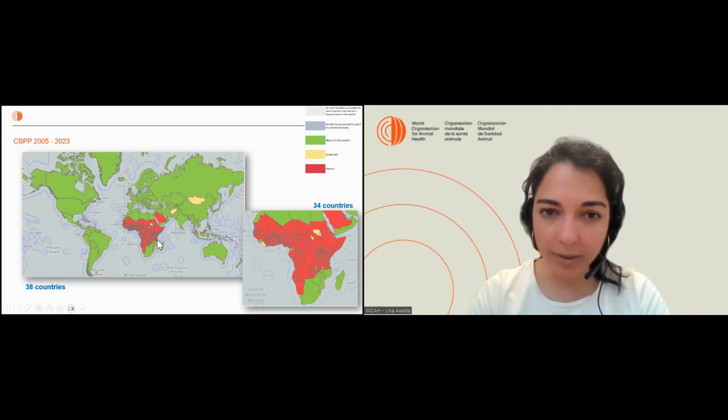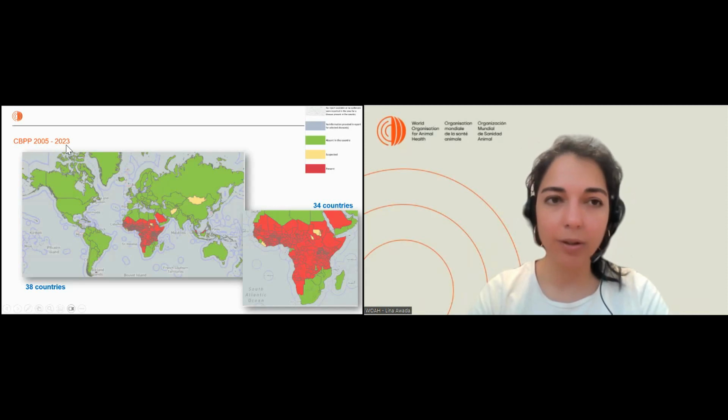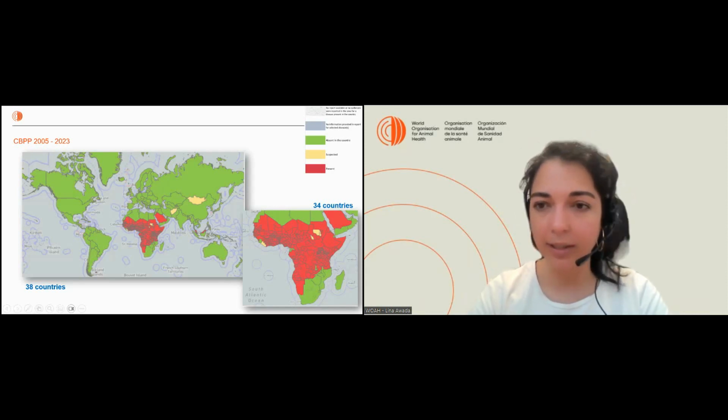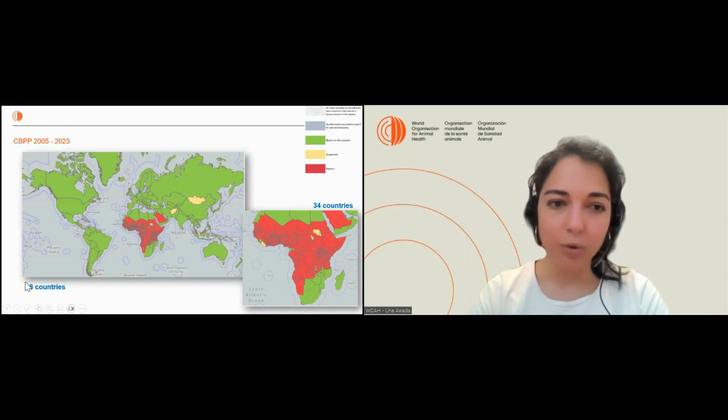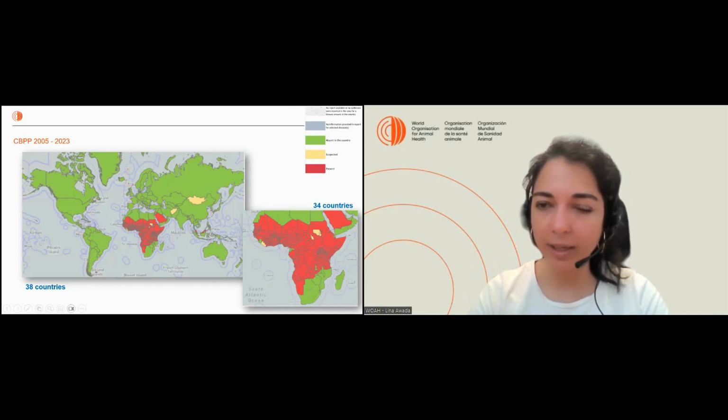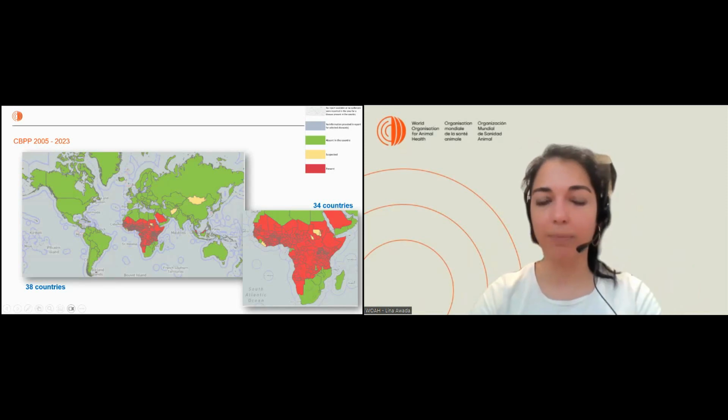As you can see, it's mainly in Africa and Middle East, a bit in Asia as well. And there are also countries which reported suspicion, but which didn't confirm the disease at this stage. So 38 countries in total and 34 in Africa.